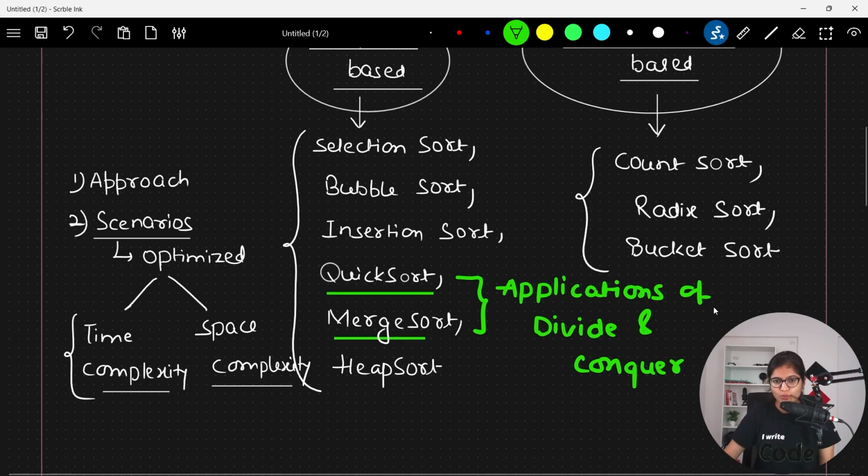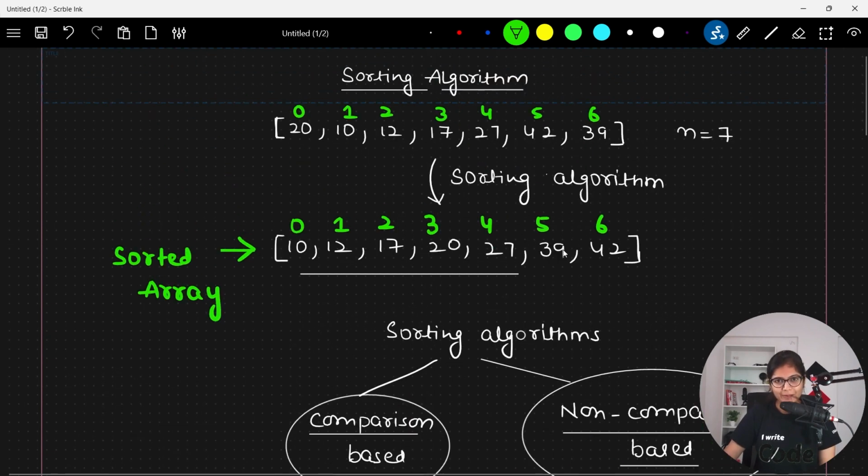Now in the next video, we will start with bubble sort, and I will first of all explain the concept, the approach behind that. Afterwards, I will write the implementation for the same, and then we will discuss the time and space complexity part as well, right?